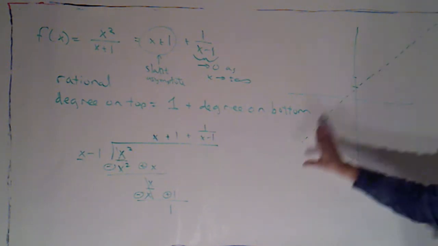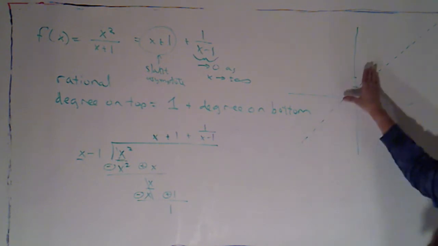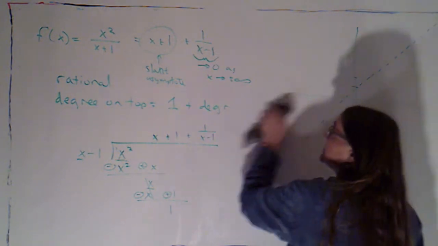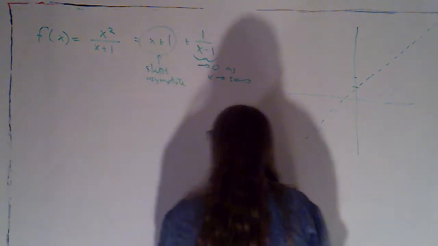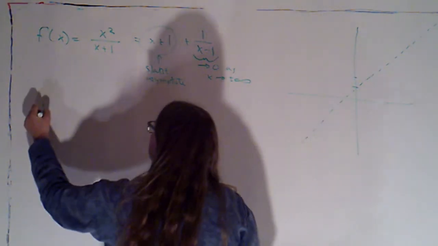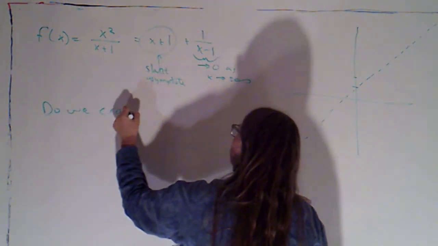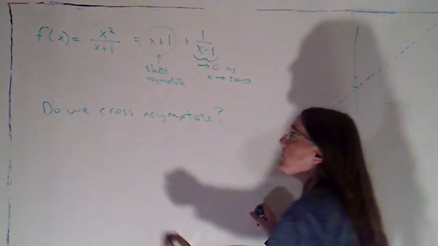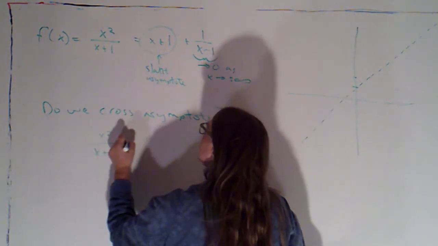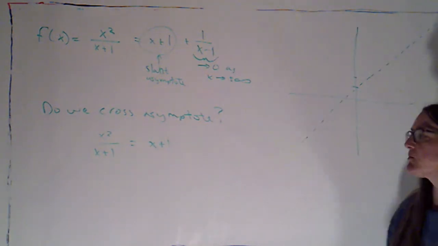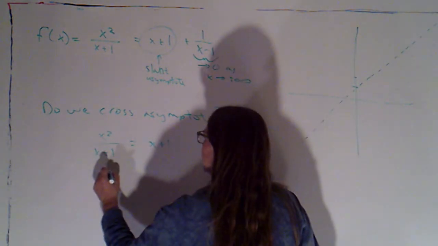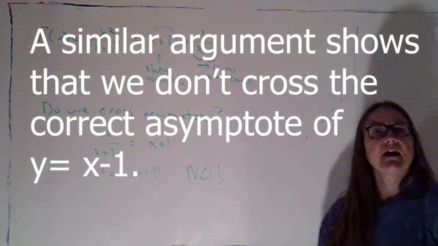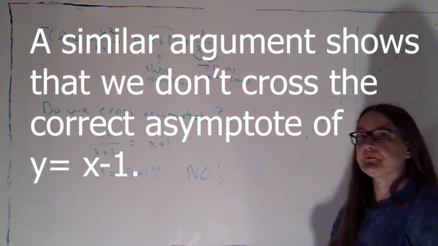This is mostly going to be important in determining the end behavior. Some of the homework might ask you to find out, does your function ever actually cross the asymptote? We could actually check that really quickly here. So if I ask, do we cross the asymptote? Now you can't cross a vertical asymptote, but you can cross a horizontal or a slant. If we did, that would mean that x squared over x plus 1 would have to equal x plus 1 at some point. Well, that would mean that x squared would equal x plus 1 squared. So no, we don't actually cross this one. There's not going to be any solution to that.